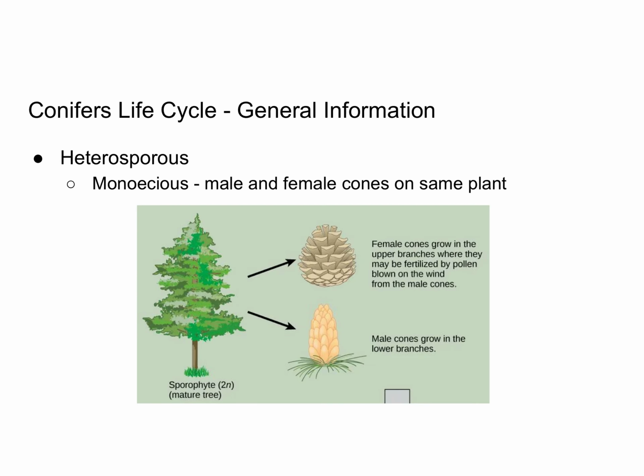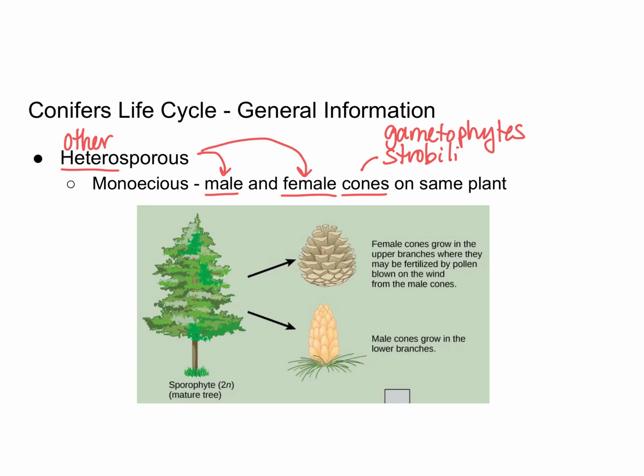Conifers are heterosporous. Hetero means other or different. And this just means that there are two different types of spores produced by conifers. This means that there are essentially male and female gametophytes. So we've got a male and female cone, and these cones are also known as strobili. And these are the gametophytes. So heterosporous means that there are male cones and there are female cones.